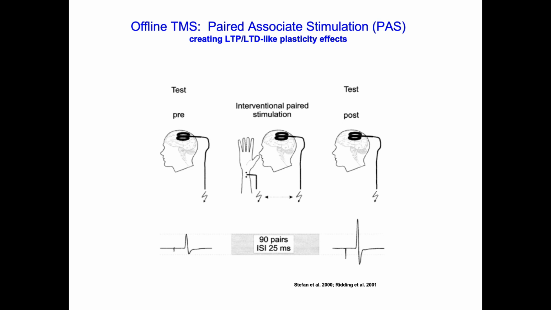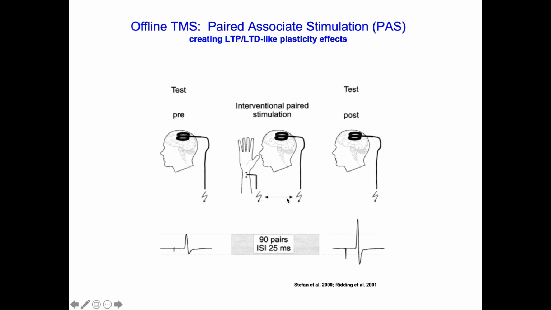Another kind of offline TMS that you can see, a very interesting one, is called paired-associate stimulation. In this case, again, we're using these motor evoked responses to see this. So here's a typical average one you see by stimulating motor cortex. But what I do is I'll do 90 pairs of stimulation where I stimulate the median nerve in the hand that's associated with this muscle, and 25 milliseconds later, in other words, the amount of time it takes for this stimulation to get to that part of the brain, just when it arrives, I stimulate with the TMS, so I'm doing paired associate stimulation.